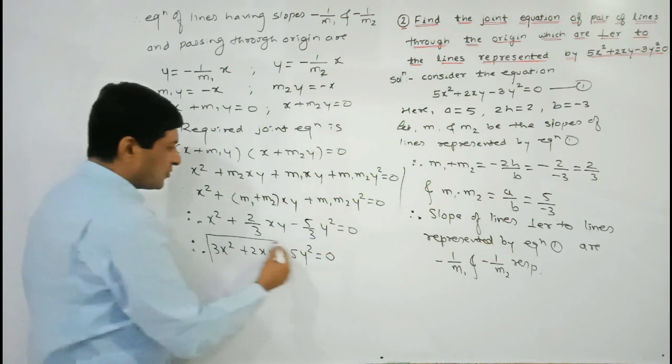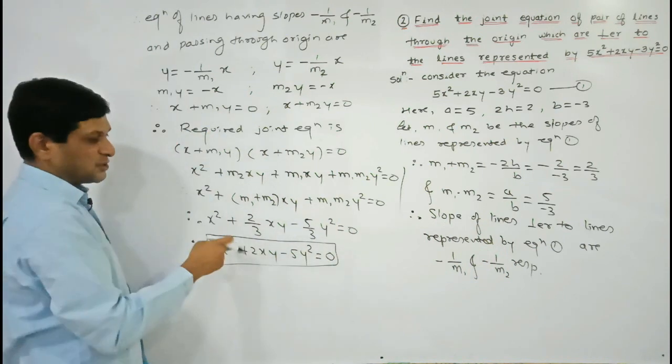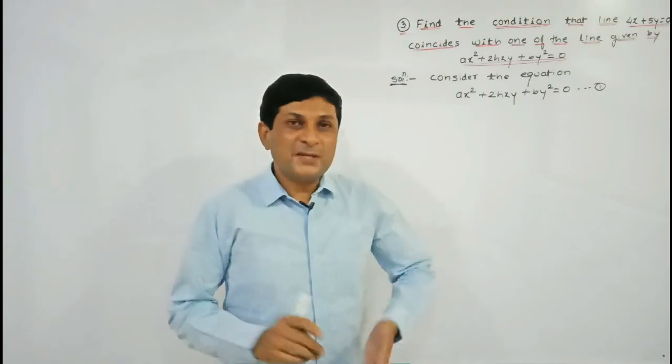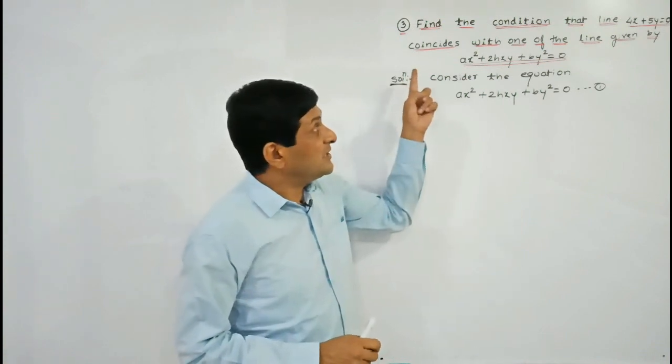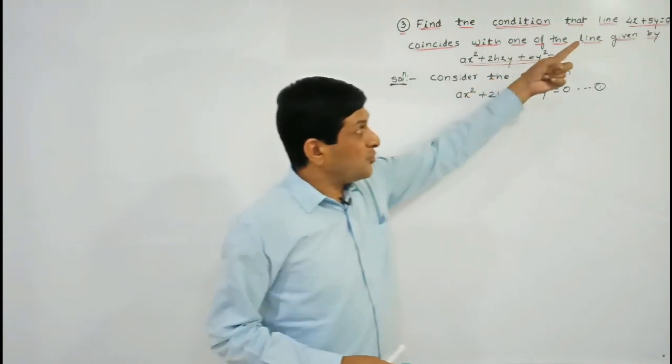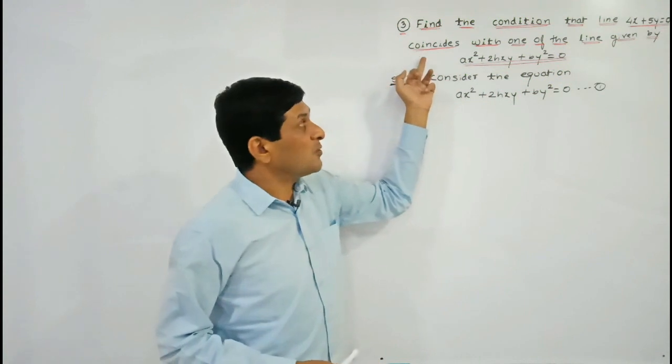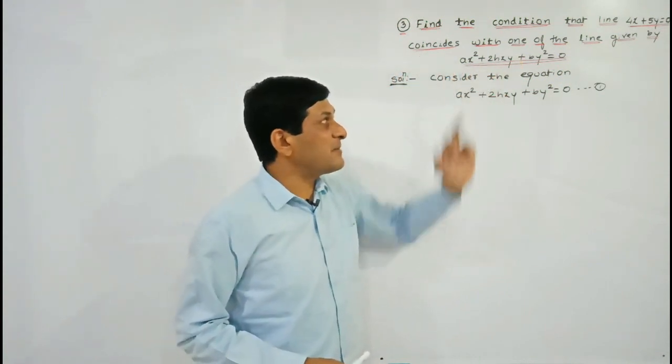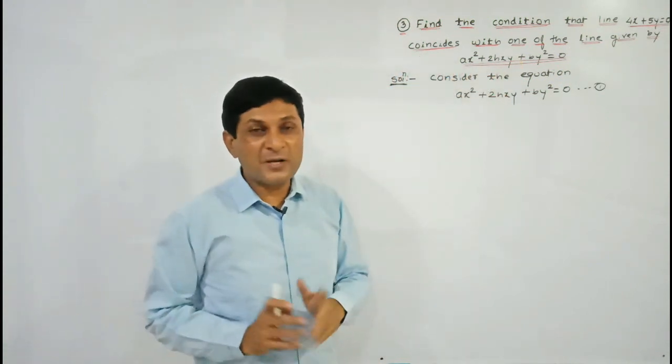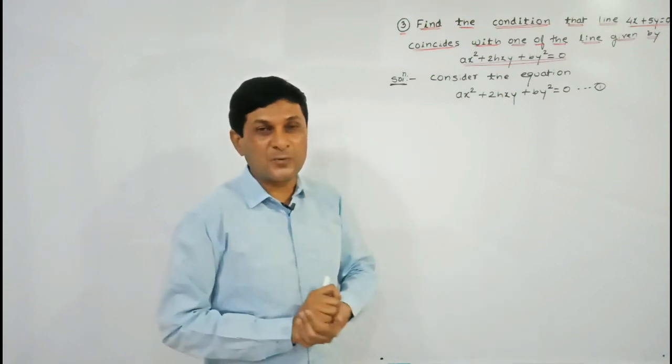In this way, we have got the required joint equation. Now see, in question number 3, we have to find the condition that the line 4x plus 5y is equal to 0 coincides with one of the lines represented by this homogeneous equation, that is x square plus 2hxy plus by square is equal to 0.